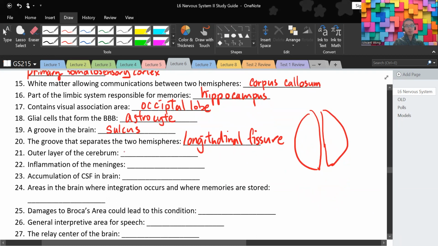Outer layer of cerebrum is called cerebral cortex. It's made up of gray matter. Gray matter.